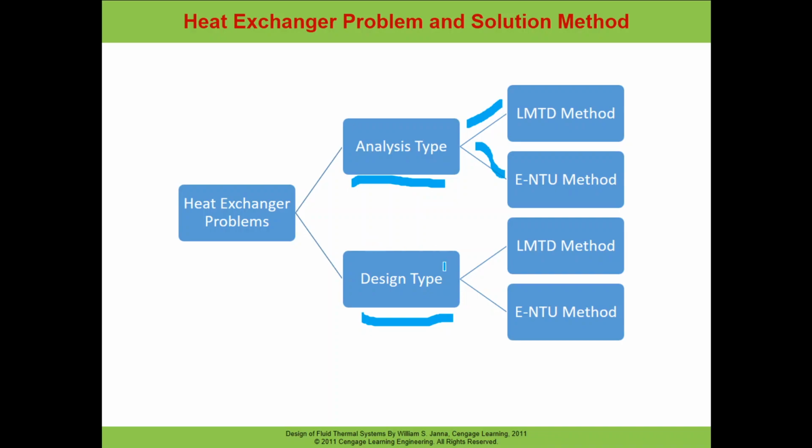And in the design type of problems, the heat exchanger is not given, only the requirement is given, and then you have to select the heat exchanger from the catalog that can meet your requirement. Again, when you do the design analysis, you will have two methods. So either one you can choose, either LMTD method or ENTU method. ENTU means effectiveness, NTU, that is number of transfer unit methods.